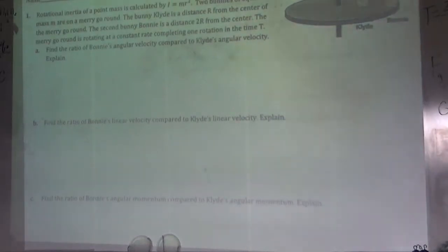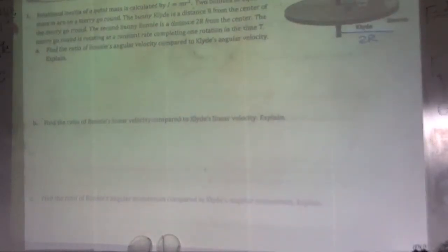Right, so we have rotational inertia of a point mass is given by mr squared. The two bunnies are of equal mass and they're on a merry-go-round. The bunny Clyde is a distance r away and the bunny Bonnie is 2r from the center. The merry-go-round is rotating at a constant rate, completing one rotation in the time T.